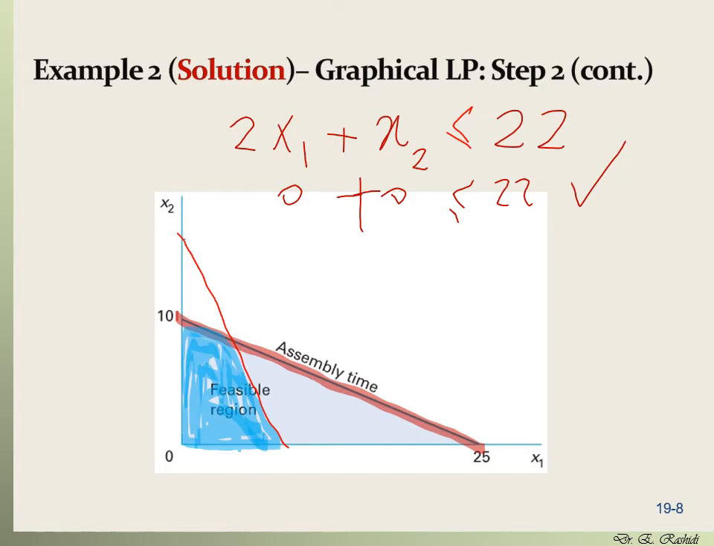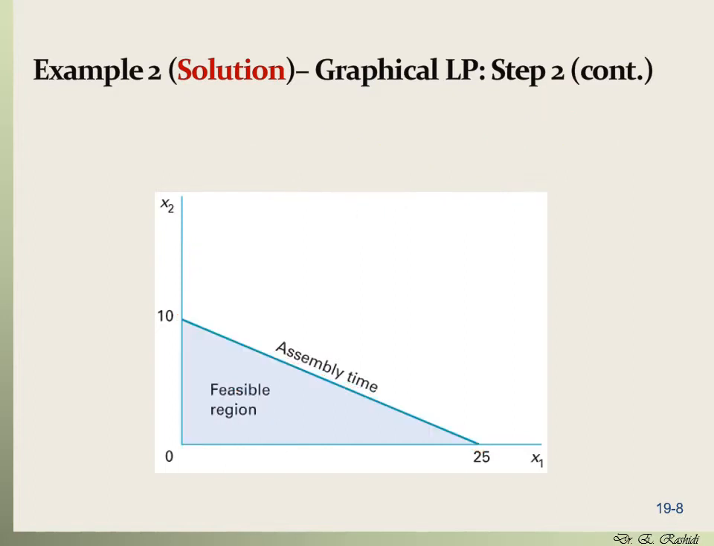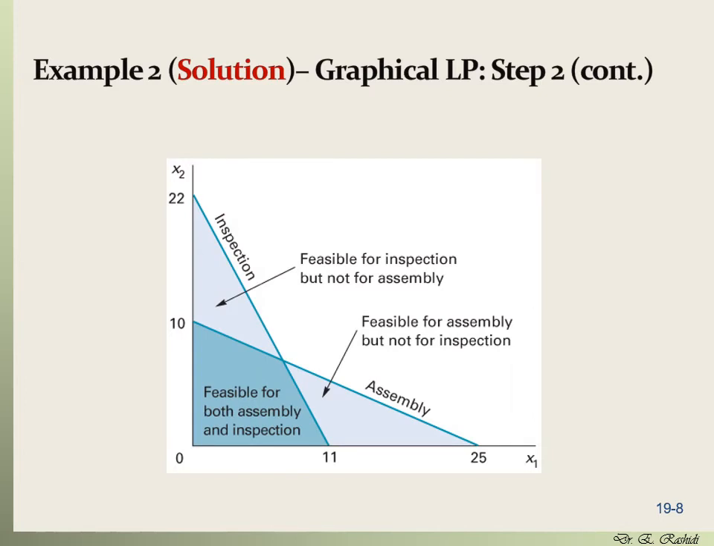This would be the blue shaded area. It would be our common feasible space for the two constraints. All right, so this is our assembly line, this line, and this line is our inspection, and this is our common feasible space so far.